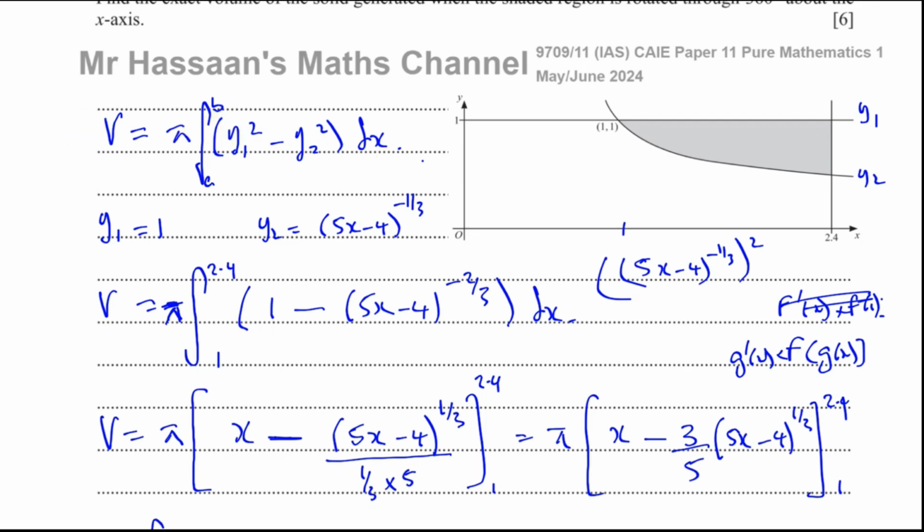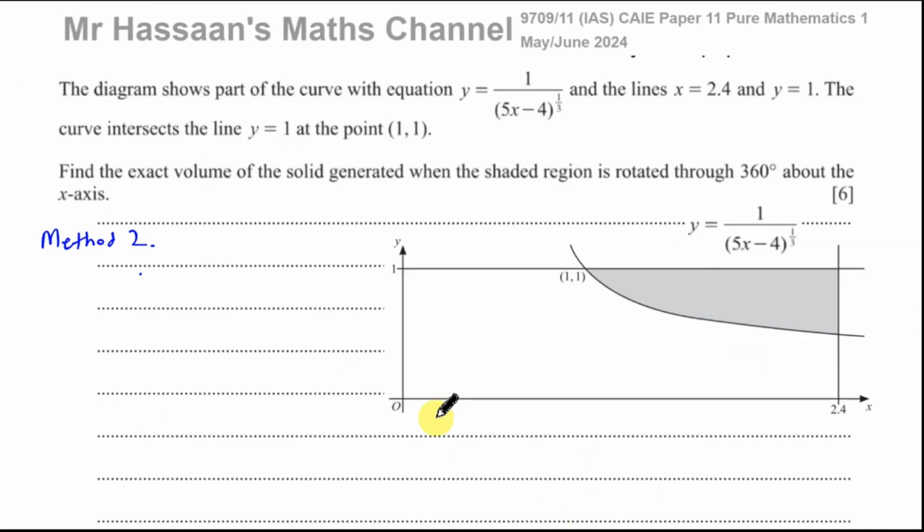So the other method, which is the most common method for this, is where you consider the area under the curve rotating around the x-axis, and you consider rotating this whole rectangle around the x-axis, which forms one big cylinder. So if we take the rotation of what's under the curve away from the whole cylinder, you will find the volume between them.